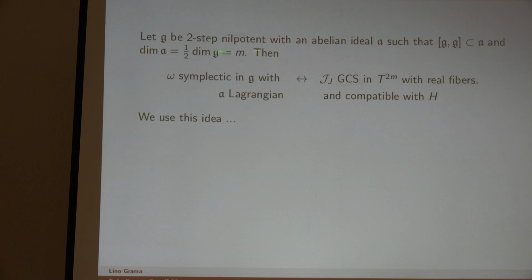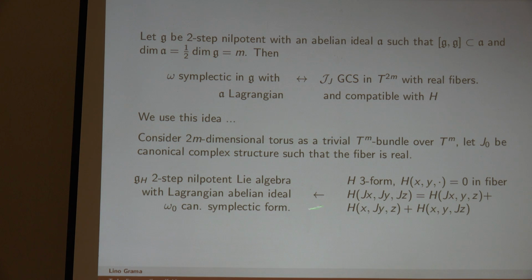And if I start with a two-step nilpotent Lie algebra, I can produce some ideal, which I call a Lagrangian ideal. And we would like to study the symplectic structures in the Lie algebra via the generalized complex structures on the torus, but considering a non-trivial H.